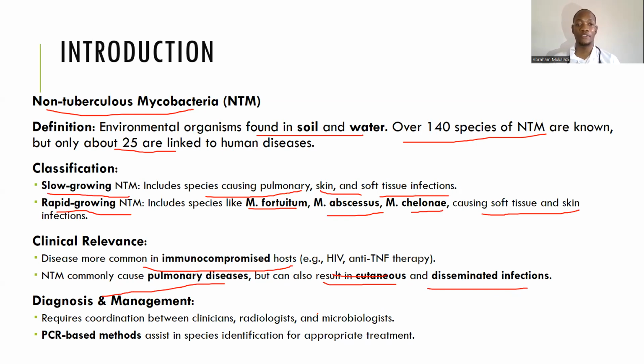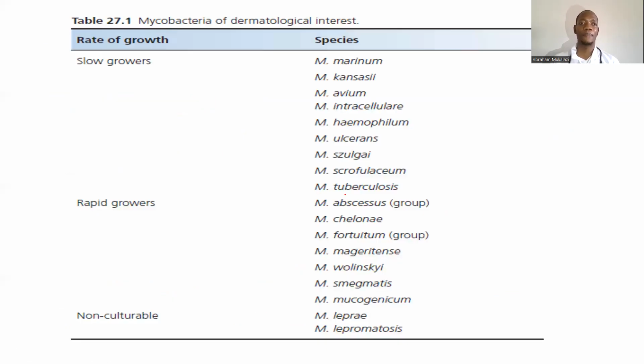Management requires you to first identify the bacteria, working with the radiologist and the microbiologist, using culture and sensitivity and PCR. Once you identify the bacteria, you can start therapy. We classify them as slow growing, rapid growing, or those that you cannot actually culture on agar. The slow growers include Mycobacterium marinum, kansasii, avium, intracellulare, haemophilum, ulcerans, and the rest.